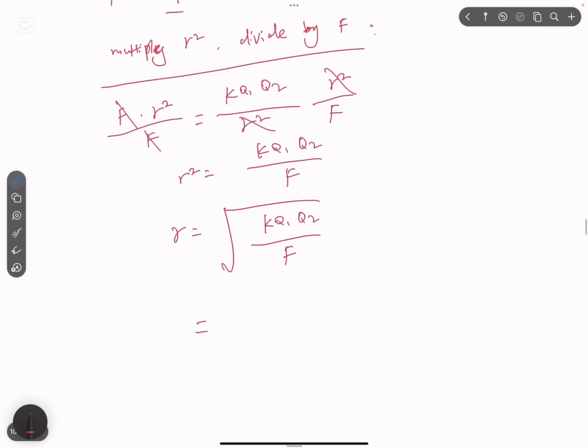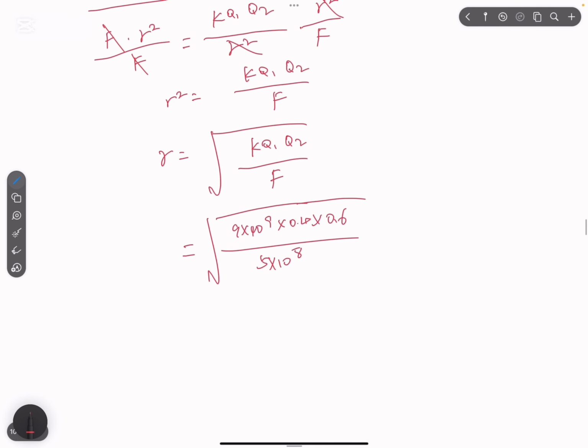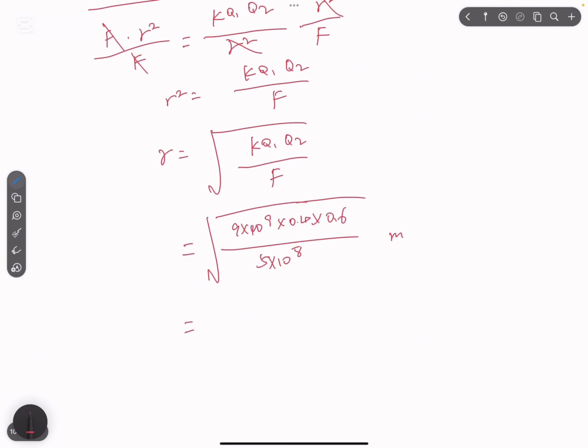Then we can just plug in the numbers. 9 times 10 to the 9 times 0.4 times 0.6 divided by the force, which is 5 times 10 to the 8. Then the unit will be meter. So we can get 2.08 meter.